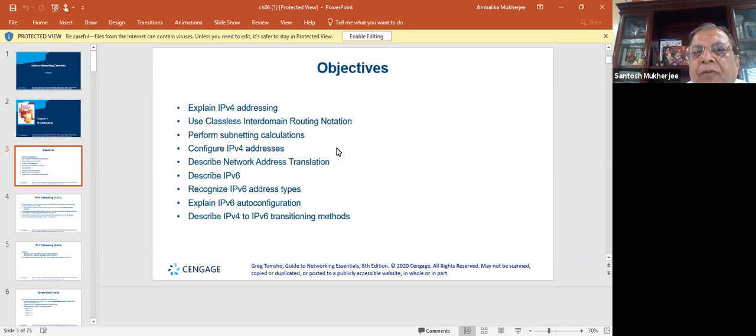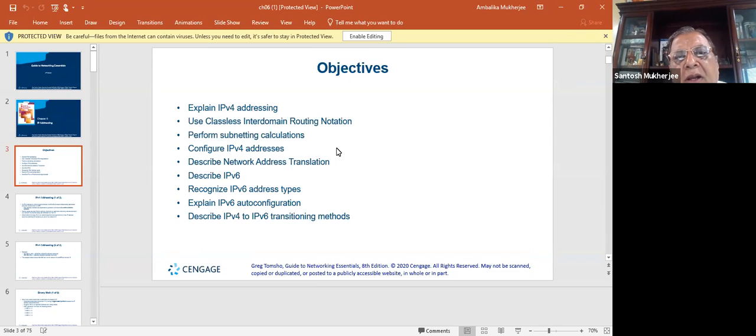So we will define two different kinds of address here, IPv4 and IPv6, in this chapter. And also we will discuss how from one domain to another domain this interdomain routing notation happens, how the handshaking happens between one router and other routers or one IP address and another IP address, and how you perform the subnetting calculations, meaning from one net to other nets, that is the subnets. How do you configure an IPv4 address? And how do we do network address translations? Describe basically how we translate an address.